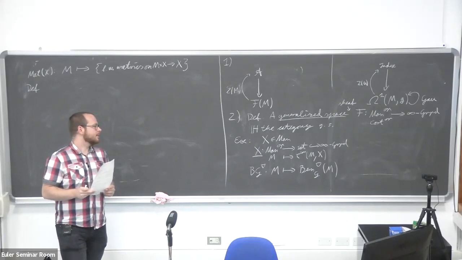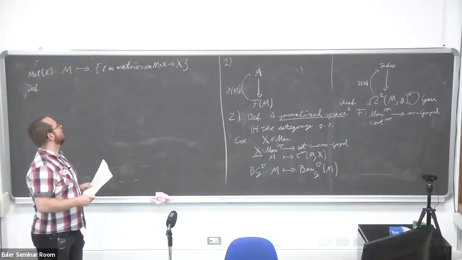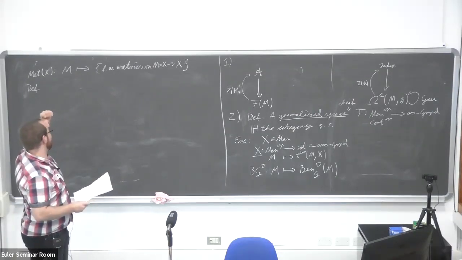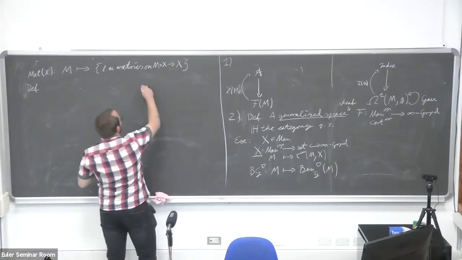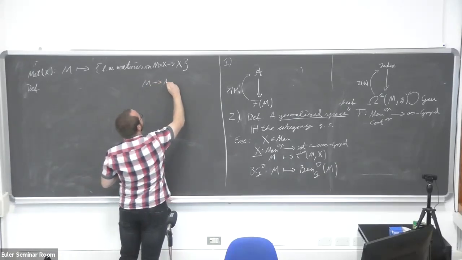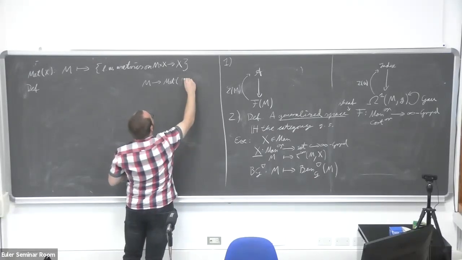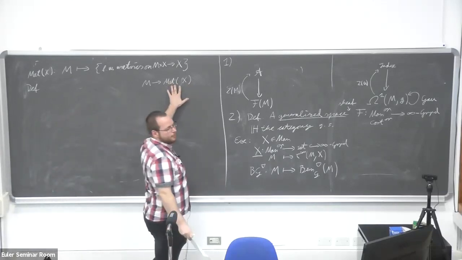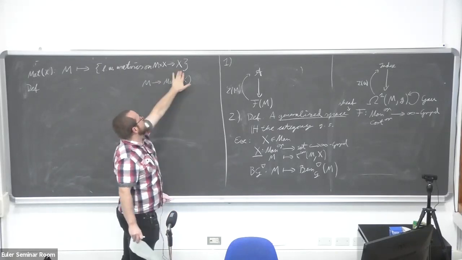Would you need the bundles M times X to be non-trivial if you want to have a sheaf? I don't think so. I'm not 100% sure. I was confused about that when I was preparing the talk as well. But I think what I want to write is something like maps from M into metric on G, metric on X, and I could put some infinite dimensional manifold structure on this, and then I could use an adjunction to rewrite it as maps like this.